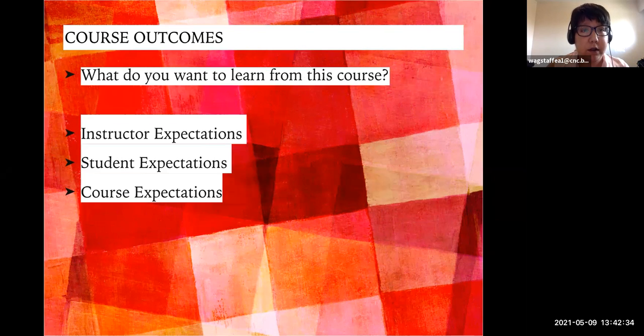So today we're going to go over a few things. What do you want to learn from this course is one of the questions that I always ask students. So what do you want to learn and what do you want to get out of this class? Some of the things that you might think about is instructor expectations. What do you expect me to deliver for you? Student expectations. What should I expect from you? And course expectations. What do you want to learn from the course? We're going to go over this more on Friday during the synchronous version of this lesson, but you should try to think about this before Friday and come up with some things that you think are important.